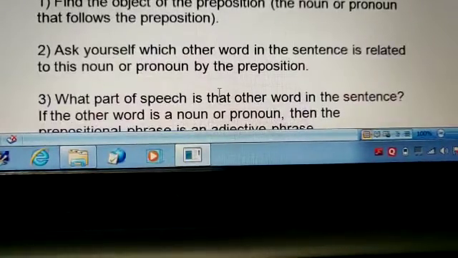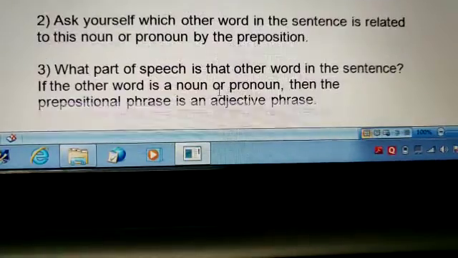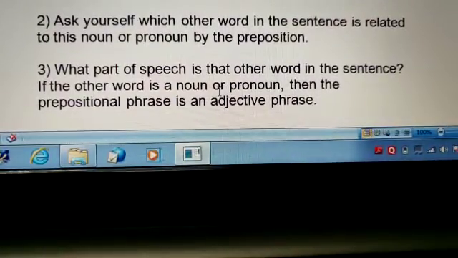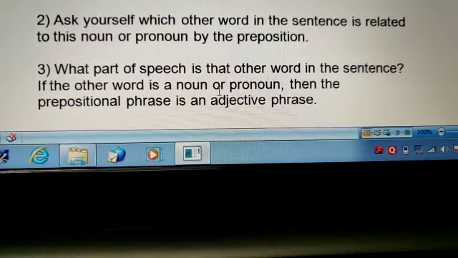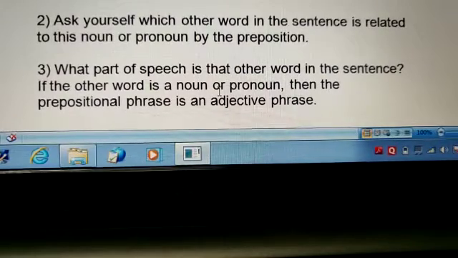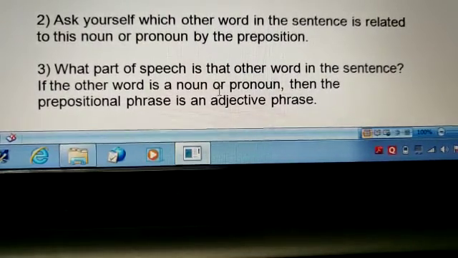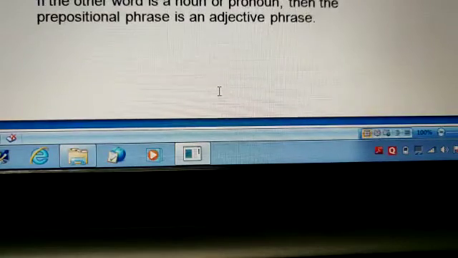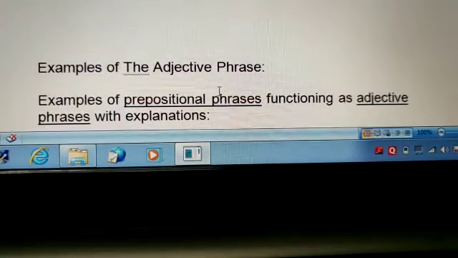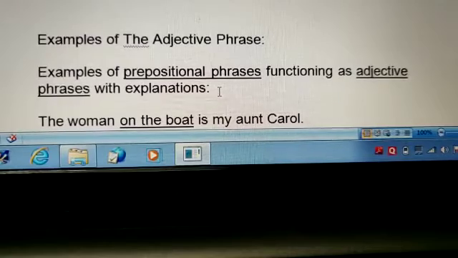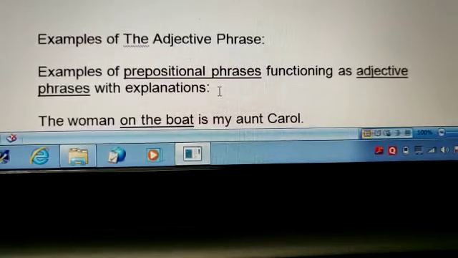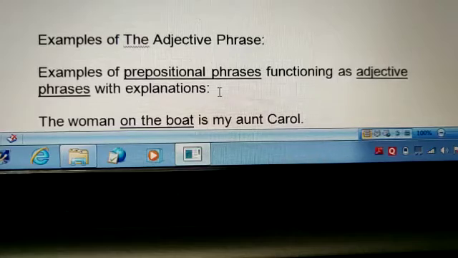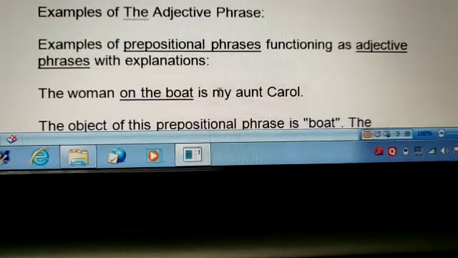The third thing that we have to look for is what part of speech is that other word in the sentence. If the other word is a noun or pronoun, then the prepositional phrase is an adjective phrase, because an adjective qualifies a noun or a pronoun. Now going further, what we need to see is the examples of the adjective phrase. Now, examples of prepositional phrases functioning as adjective phrases with explanations.